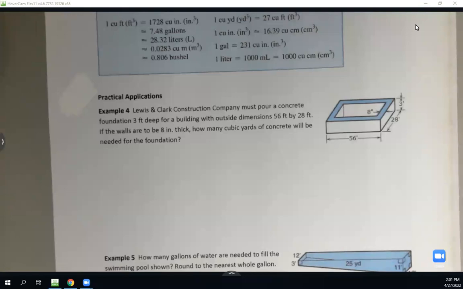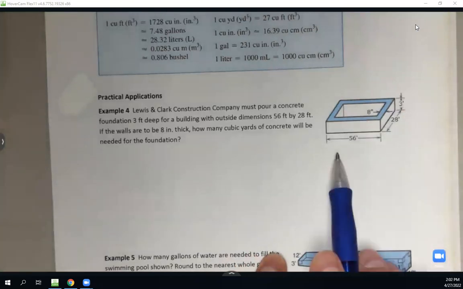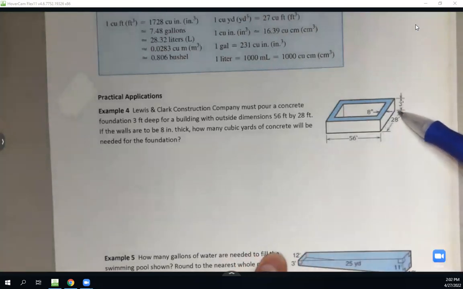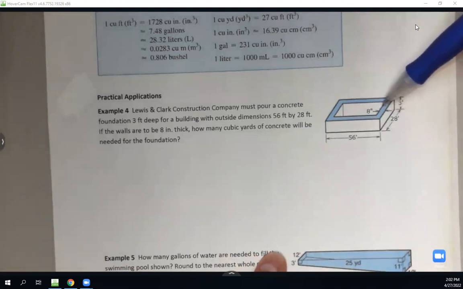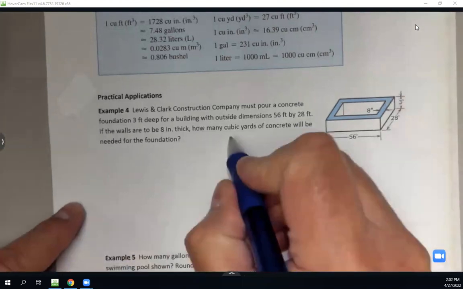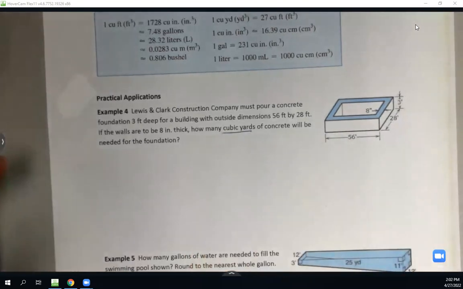So first of all, we know that this foundation has to be 3 feet deep. If you look at the figure here, the dimensions are 56 feet by 28 feet. So all of that's in feet. But it's 8 inches thick. So there we've got a different unit. And the question was, how many cubic yards of concrete would need to be purchased? So we've got to take care of the units there as well. Does that make sense? Okay.